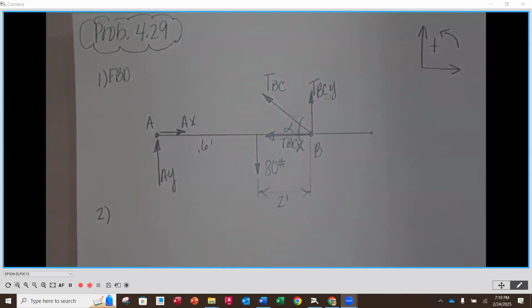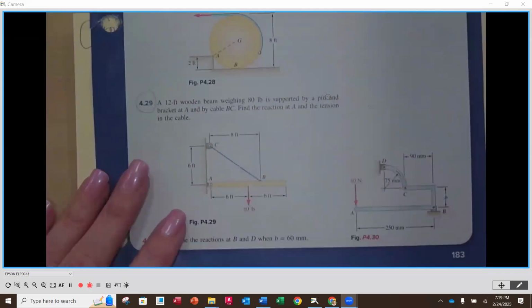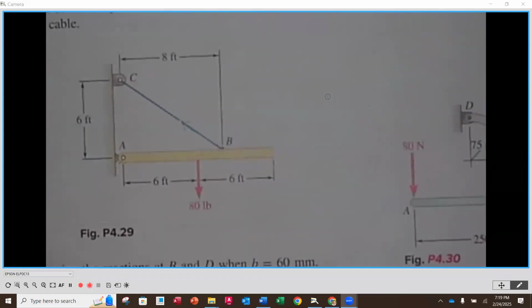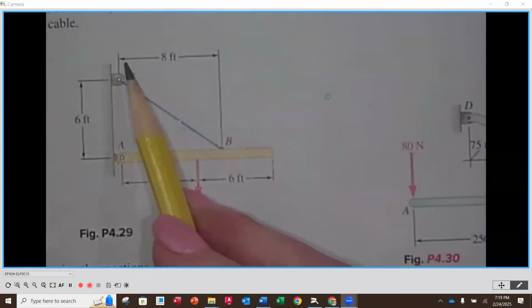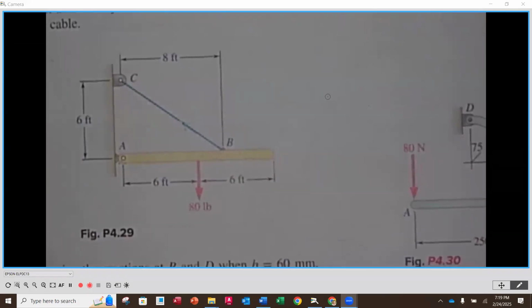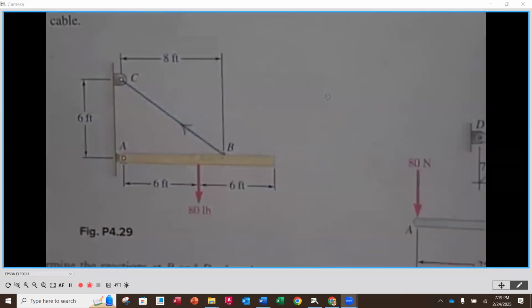Any questions at all? Where did I get the 2 feet? Oh, sure, let's look. You'll notice here that I had 6 to the 80, and then this was 8 feet back, so that means 2 is the difference right here. Good question, thank you. Any other questions? Okay.